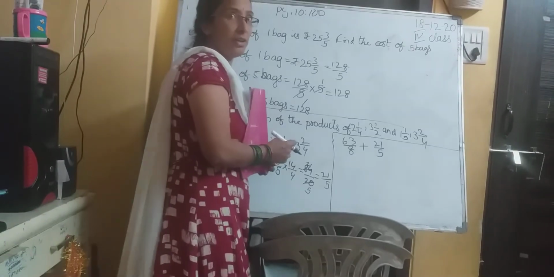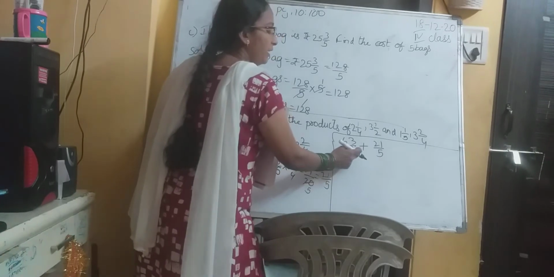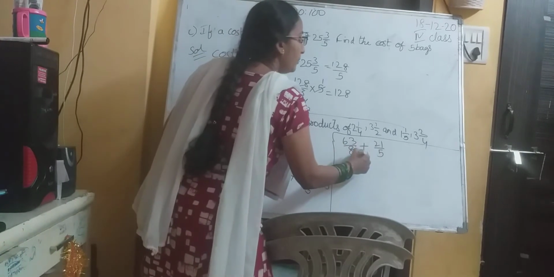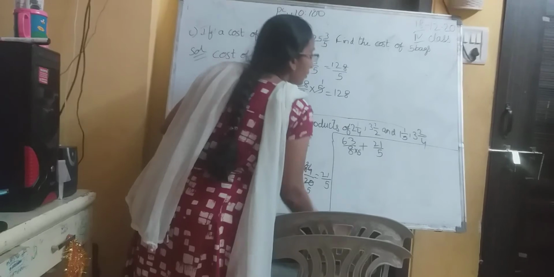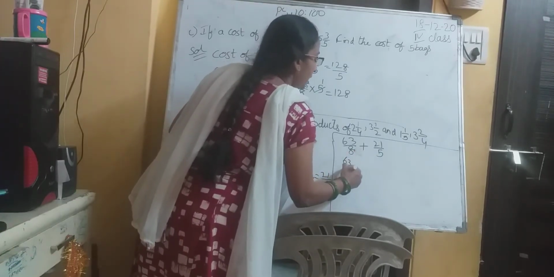Whenever you want to add both the fractions, you have to get the denominator same. I said, you know. So what should you do? Now you multiply this 5 with here and 8 with here. That is nothing but 8 into 5. The next step we'll do it. 63 by 8 into 5.